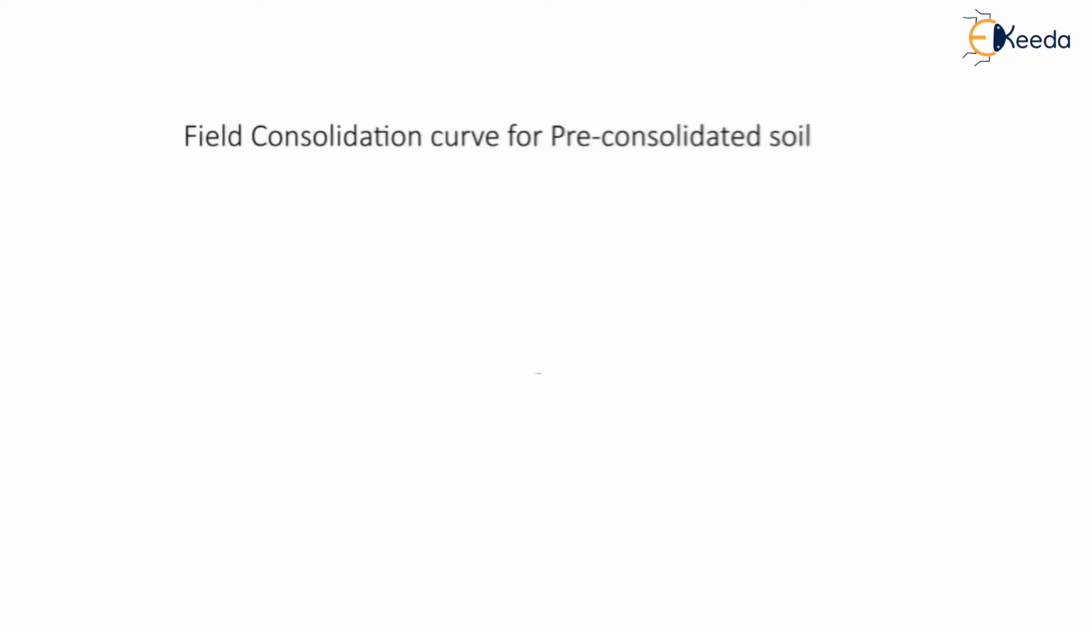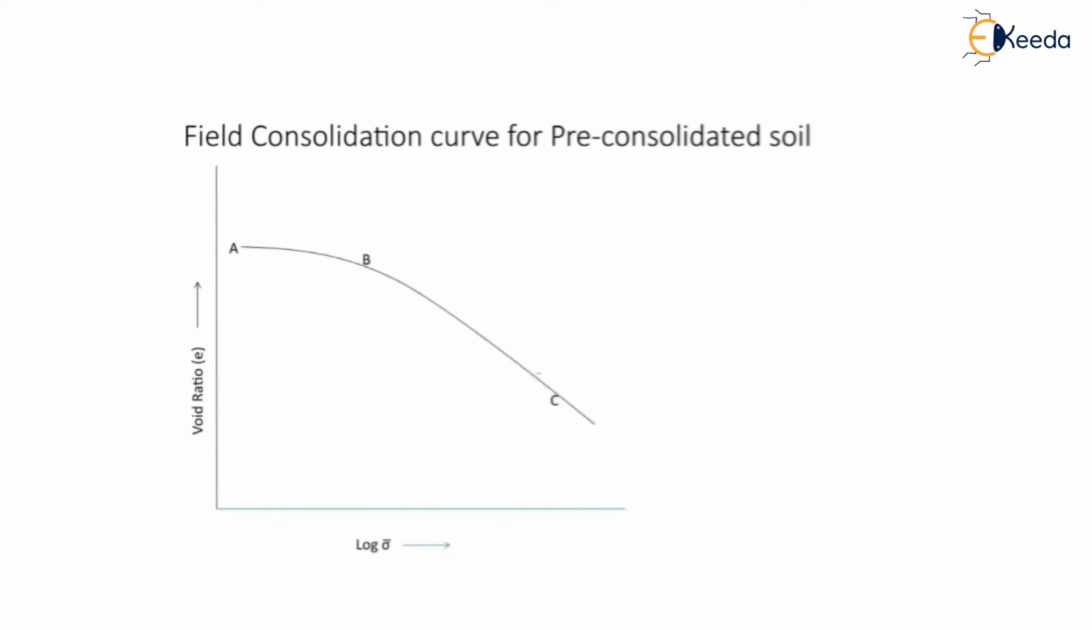Now we will discuss the field consolidation curve for pre-consolidated soil. This graph is again plotted with void ratio, e, as ordinate and log sigma bar as abscissa. Curve ABC is obtained during laboratory testing of the sample extracted from the field. This curve is represented as KU, that is, the laboratory curve. This is the unloading curve obtained during laboratory testing, and this is the recompression curve. This is also obtained during laboratory testing.